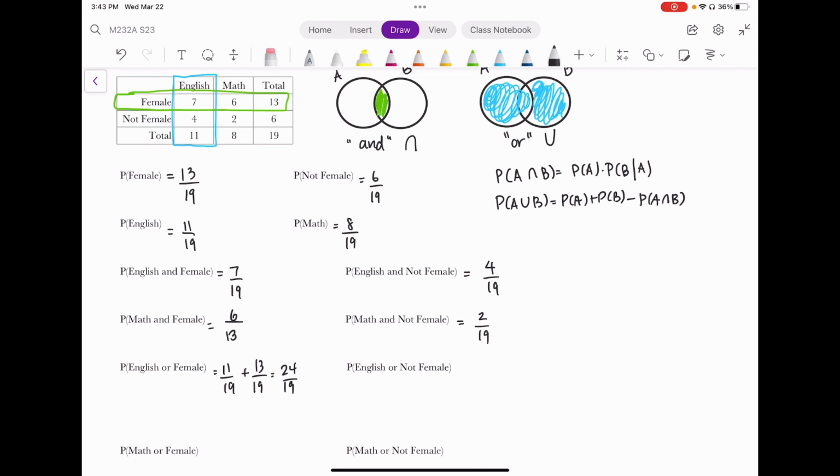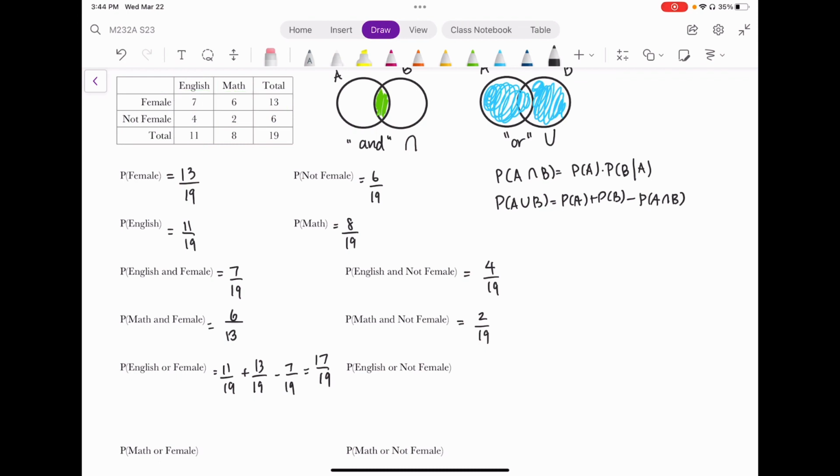What's happened is, if you notice in my chart, when I counted the females, I included those that prefer English, and when I counted those that prefer English, I also included the females. So I included them twice. And that means I need to account for that by subtracting away where they intersected. So I'm going to adjust my formula here to subtract away that 7 that they had in common. So 11 plus 13 minus 7 is going to give me 17 out of 19. The only ones that are left are these people.